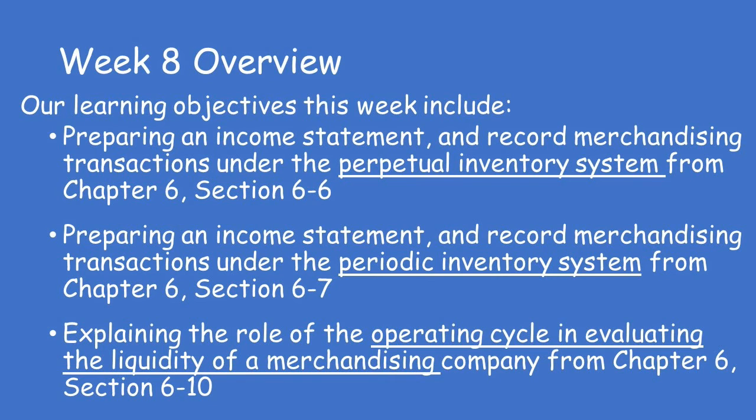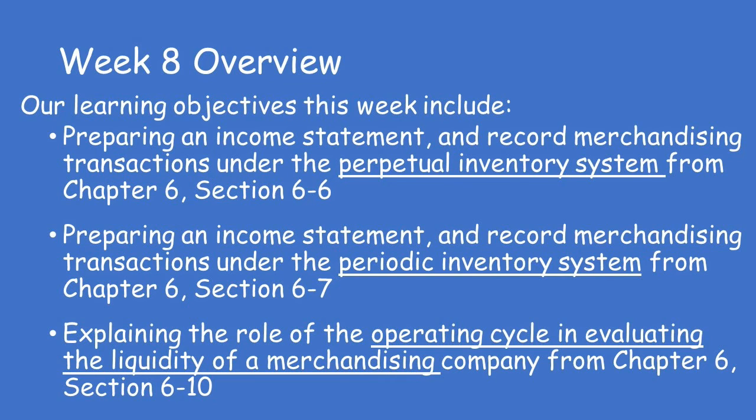Our learning objectives this week include preparing an income statement and recording the merchandising transactions under the perpetual inventory system. We looked at the perpetual inventory system last week, and so this week we're looking at preparing those income statements and doing some of the journal transactions related to that. Similarly, we're looking at the income statement and journaling transactions for the periodic inventory system, also found in Chapter 6. And then finally, we're looking at the role of the operating cycle, understanding and explaining the operating cycle and evaluating, again, the notion of liquidity of a merchandising company.